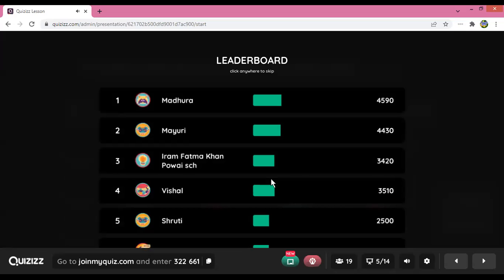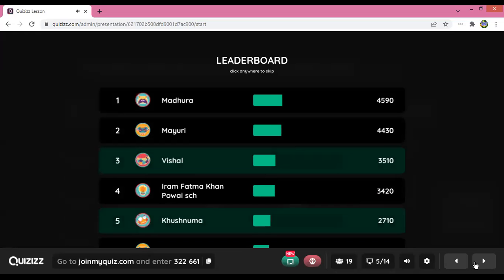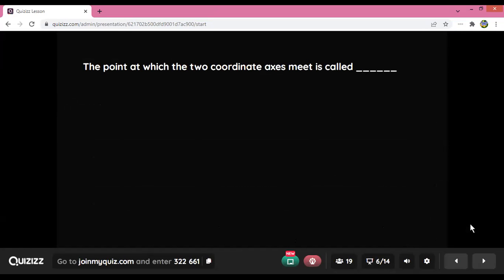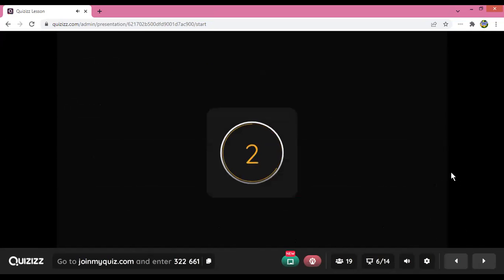The axis they meet at the origin, right? So the origin was the correct answer. Origin. Only 5 of you got it right. Please don't give random answers. Let's look at the next one.